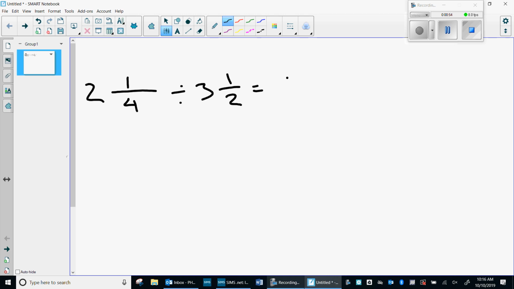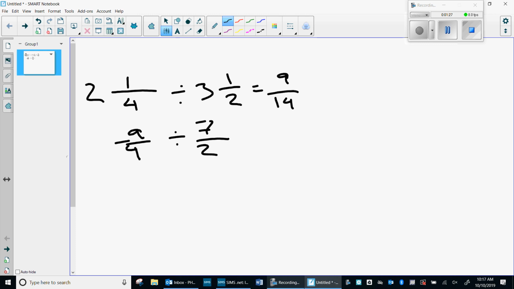Okay, so 2 1/4 divided by 3 1/2. So 2 1/4 as an improper fraction is? 8/4. No, it should be 9/4. Okay, so 2 multiplied by 4 plus 1 is 9. Okay. So then you divide by, so then that'll be 7/2.